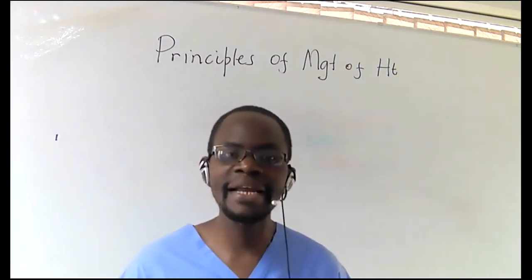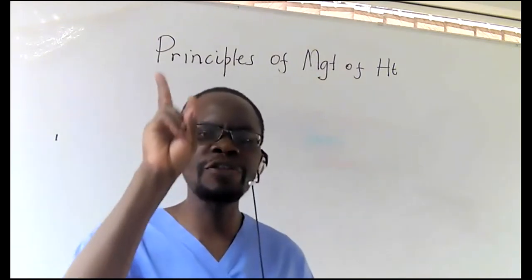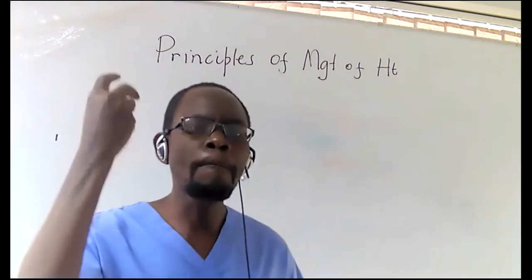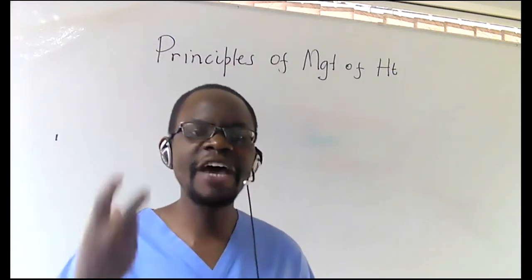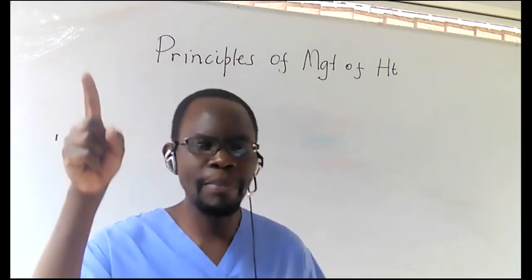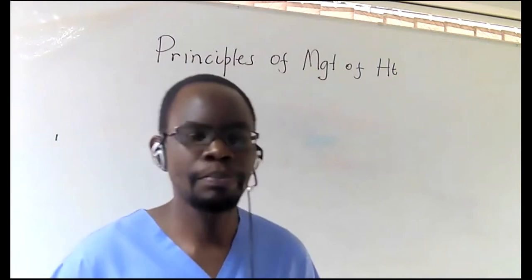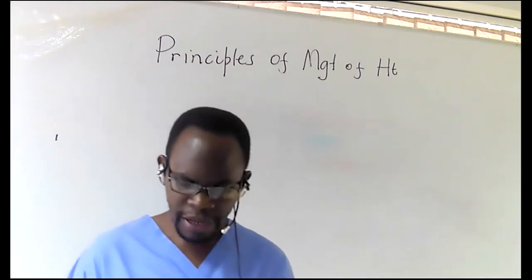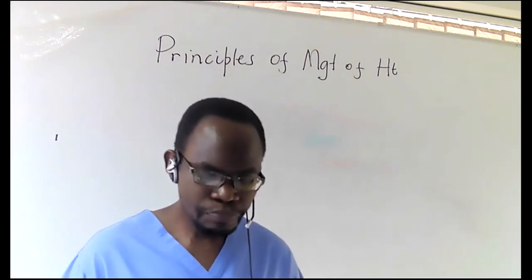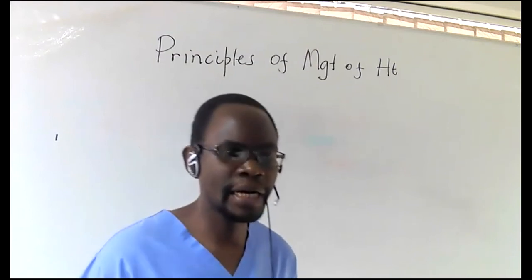And then we saw that preload, in other words the end diastolic volume, the amount of blood that is present in the ventricles at the end of ventricular diastole, is also determined by two things. It can be determined by venomotor tone. So if the veins are able to constrict, then they are able to take blood back to the heart. It is also determined by the total blood volume. If you have a lot of blood in your system, then you're bound to have a higher blood pressure.